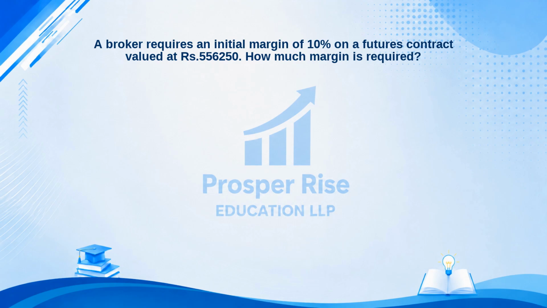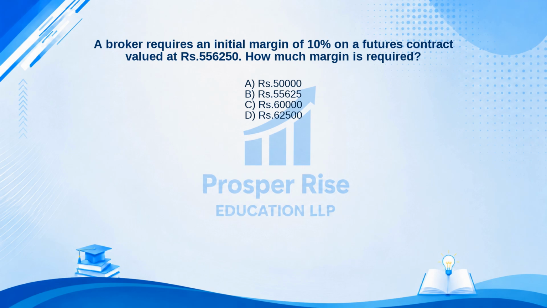A broker requires an initial margin of 10% on a futures contract valued at Rs 5,56,250. How much margin is required? Here are your options. A. 50,000 rupees, B. 55,625 rupees, C. 60,000 rupees, or D. 62,505 rupees. Take a moment to pause the video and decide.